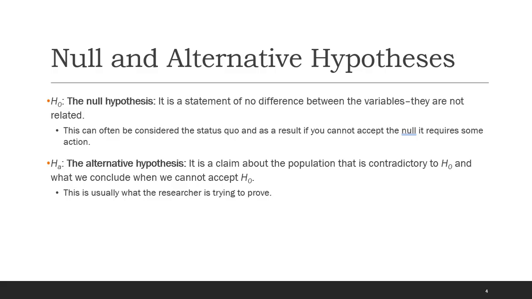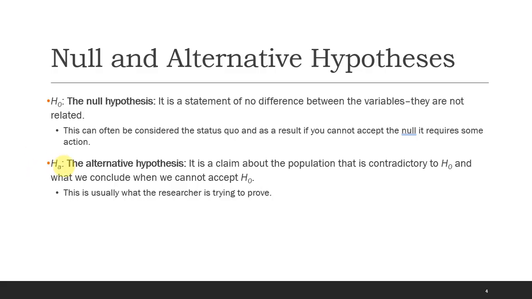So first things first with the null and alternative hypothesis. This is like the starting place of all hypothesis tests, right? Before anything, there must be hypotheses. So there's always two. There is this H with a sub-zero. We call this H naught. This is called the null hypothesis. And it's a statement of no difference between the variables. They are not related. So this can often be considered the status quo, and as a result, if you cannot accept the null, it requires some action.